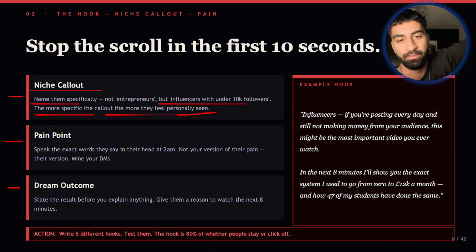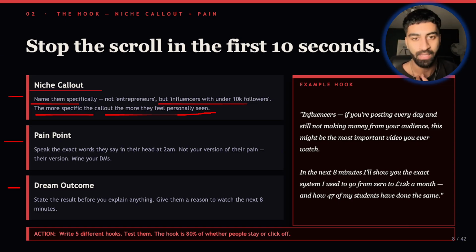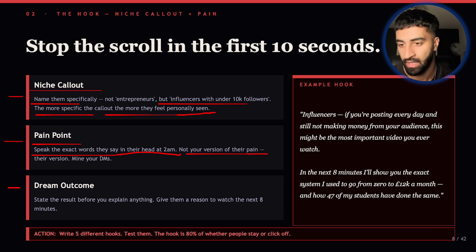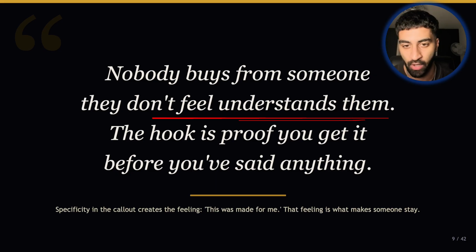Imagine you own gyms in Manchester. Imagine you start your VSL with gym owners in Manchester. Like, what the hell? You're speaking to me personally. I'm just saying, that's how powerful a niche call out can be. Next, pain point. Speak the exact words they say in their heads at 2 a.m. Not your vision of their pain, but their vision. Okay? Then dream outcome. State the result before explaining anything. Give them a reason to watch the next 8 minutes or 3-4 minutes. Nobody buys from someone that they don't feel understands them, okay?